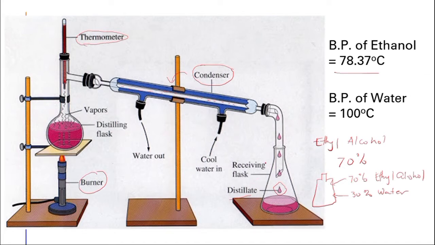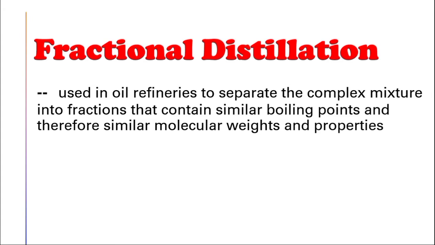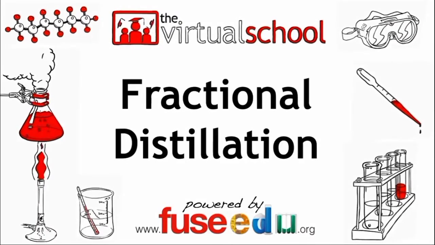Pero paano kung yung mixture natin ay gawa sa maraming types ng substances? So kapag marami na yung mga substances sa paghiwa-hiwalay natin, we will have to use fractional distillation. Okay? Fractional distillation is used in oil refineries to separate a complex mixture into fractions that contain similar boiling points and therefore similar molecular weights and properties. So, panoorin natin yung example ng yung video na nagdi-discuss about fractional distillation.